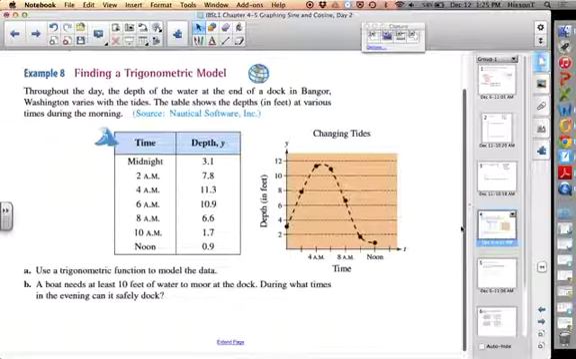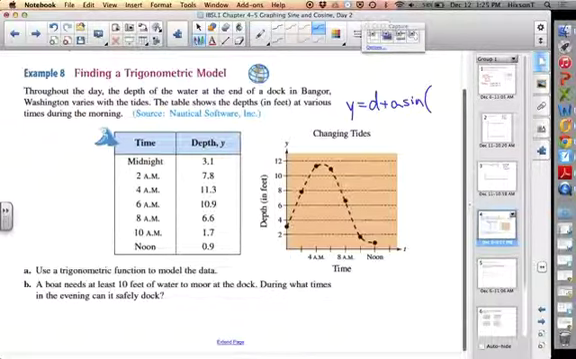We're going to do sine, and the sine curve, we have y equals d plus a sine of bx minus c. Okay? We need to find all of those parts. That's the general form that we looked at yesterday. We need to find all those different parts. So let's talk about how we would do that.